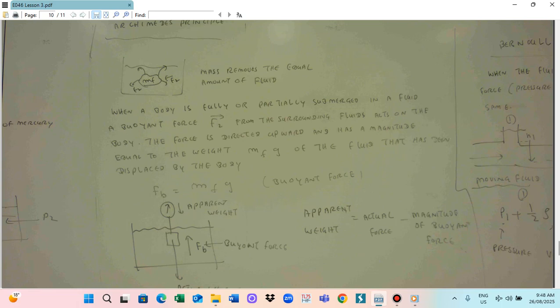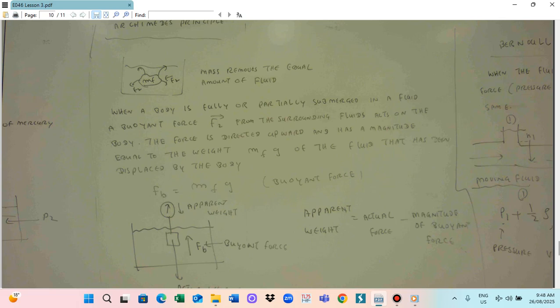This is according to the Archimedes principle. When any mass sinks in the water or any fluid, it displaces an equal amount of fluid. So according to Archimedes' law, when a body is fully or partially submerged, we put the body in the water or fluid, and there is a buoyant force F_b. This buoyant force acts here.